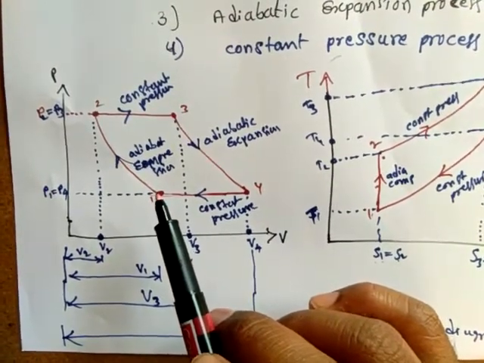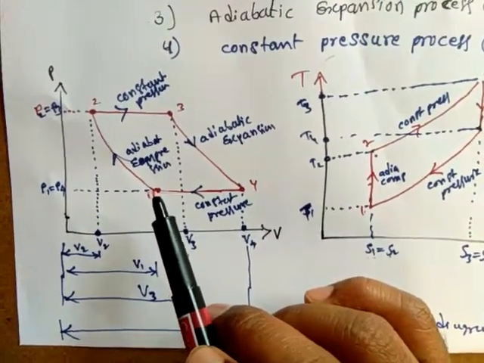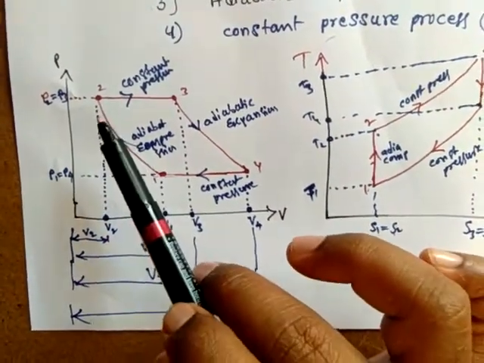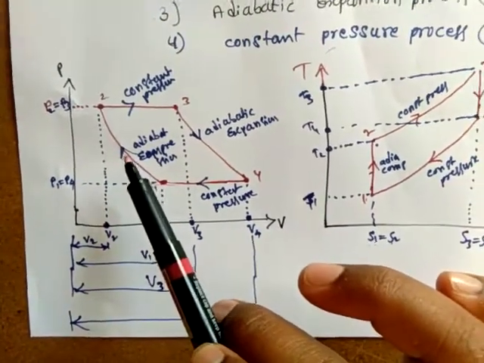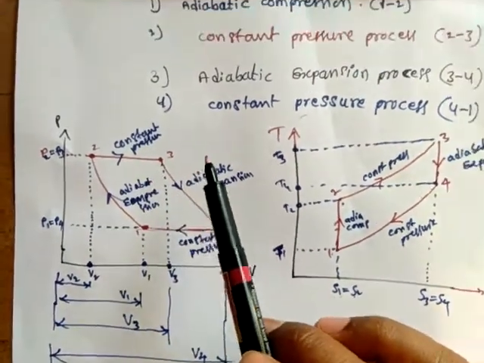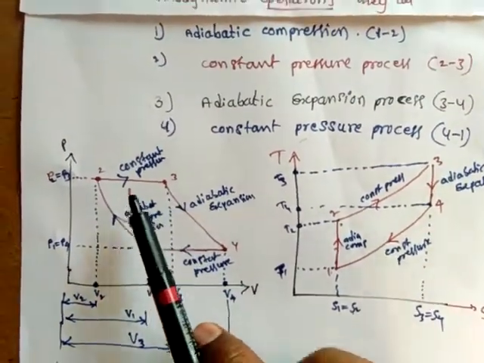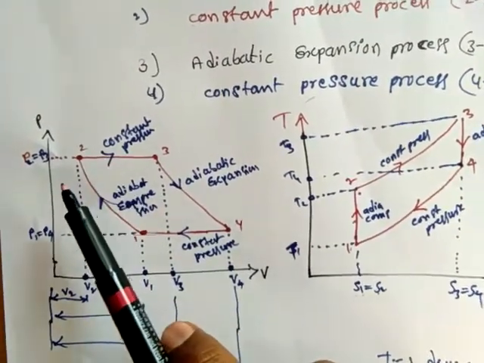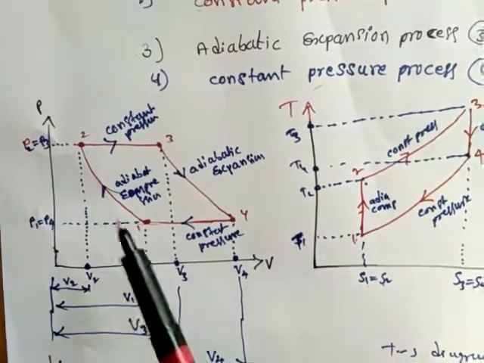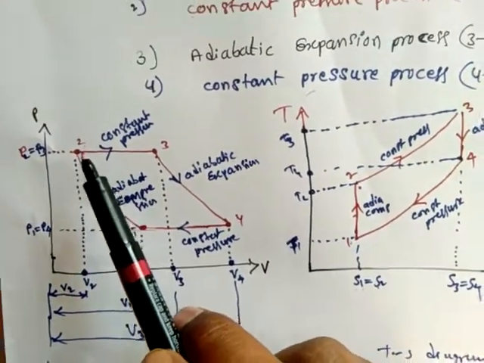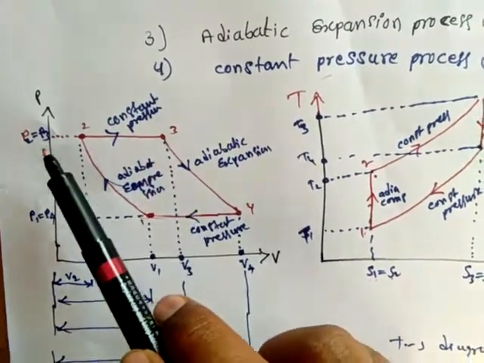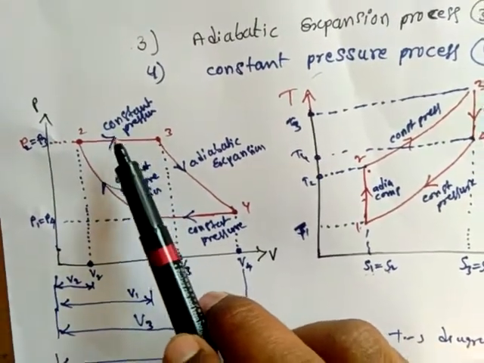What is the first operation? Adiabatic compression process. In adiabatic process, the line should be a curved line. 1 to 2 is an adiabatic compression line. In compression process, the arrow symbol must be towards the vertical axis. This is our first process. And second process is constant pressure process. The constant pressure line should be perpendicular to the pressure line or vertical axis and parallel to the x-axis. So pressure at point 2 is equal to pressure at point 3, P2 is equal to P3. This is our constant pressure line.